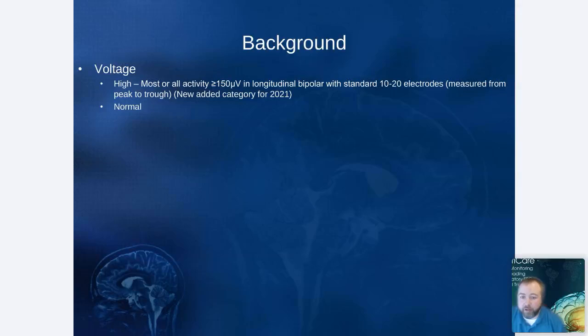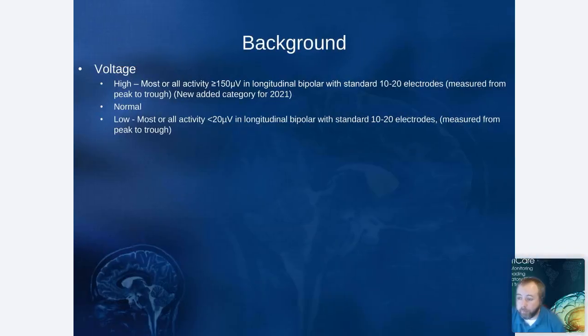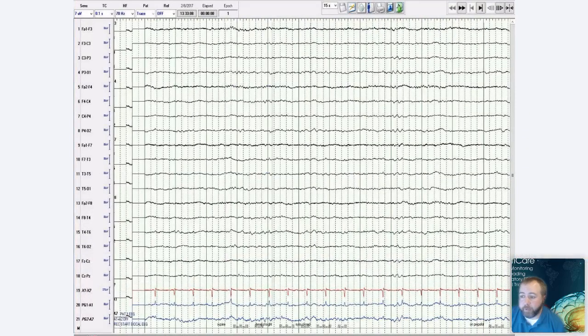Again, your other options are normal or low, where most or all of your activity is less than 20 microvolts. Here would be an example of a low amplitude EEG. Again, we're on a sensitivity of 7 up at the top. There is activity going on, but it's just kind of hard to see. This would be one that you'd want to increase your sensitivity to see a little bit better.